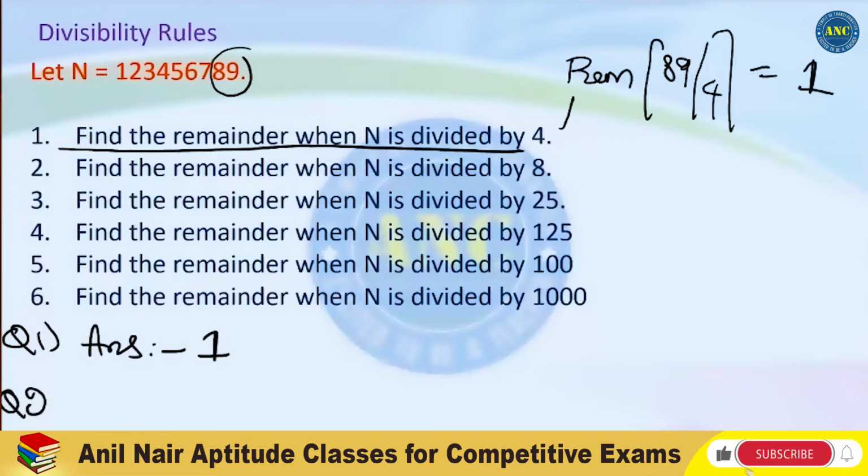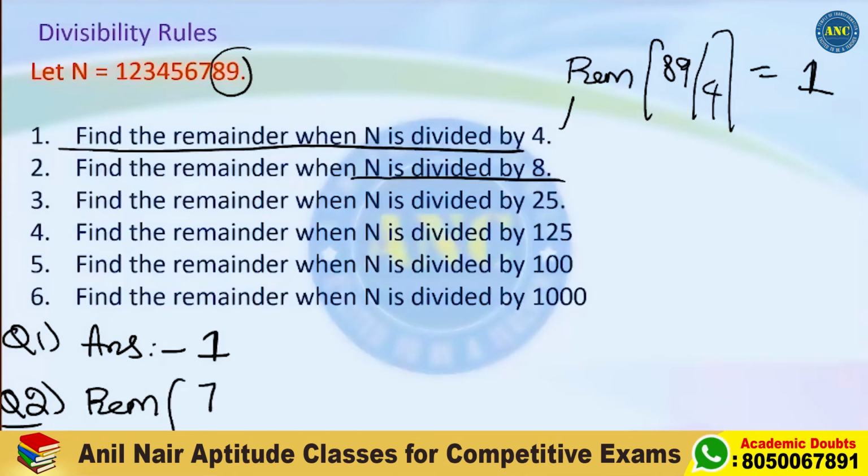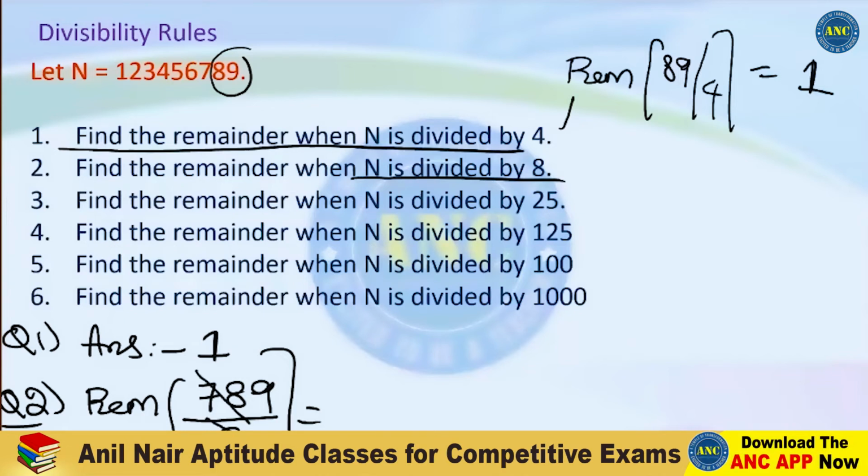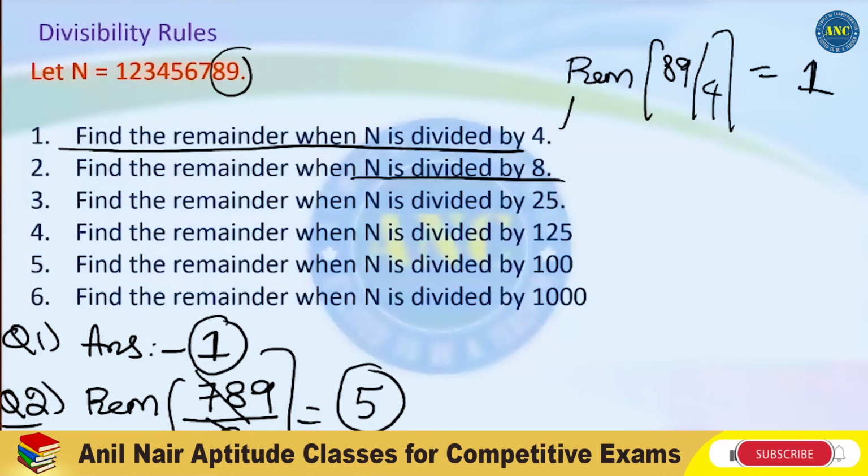Now question 2. What is the remainder when a number is divided by 8? 8 is 2 power 3. Last 3 digits should be divisible by 8. Last 3 digits is 789 when divided by 8. 8 9s are 72. 8 8s are 64. What is the remainder? 5. Question 1 is divide only the last 2 digits by 4. Question 2 is divide the last 3 digits by 8. Otherwise you will end up dividing the entire number by 8. You don't need to do it.